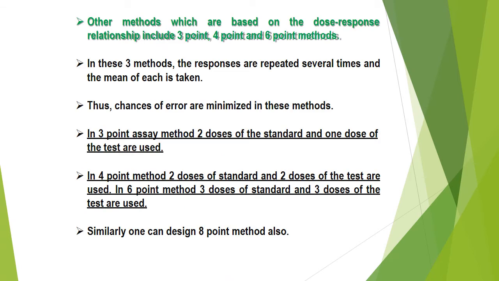Other methods which are based on dose-response relationship include the 3-point, 4-point, and 6-point methods. In the 3-point method, the responses are repeated several times and the mean of each is taken. Thus, the chances of error are minimized in this method. In the 3-point assay method, two doses of standard and one dose of test are used. In the 4-point method, two doses of standard and two doses of test are used. In the 6-point method, three doses of standard and three doses of test are used.